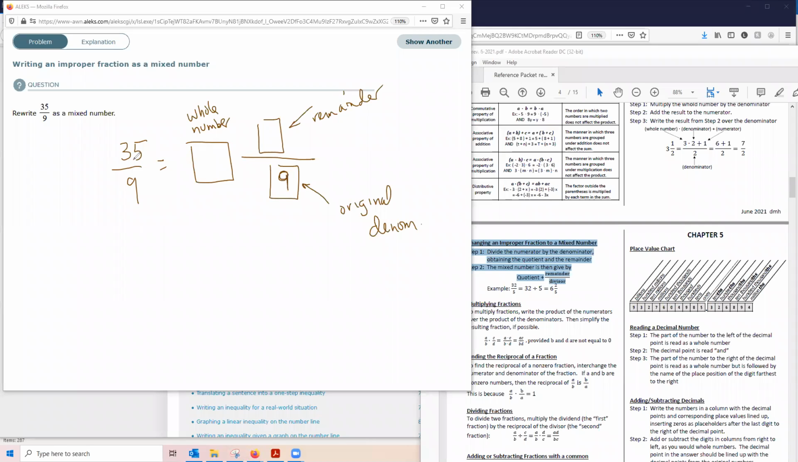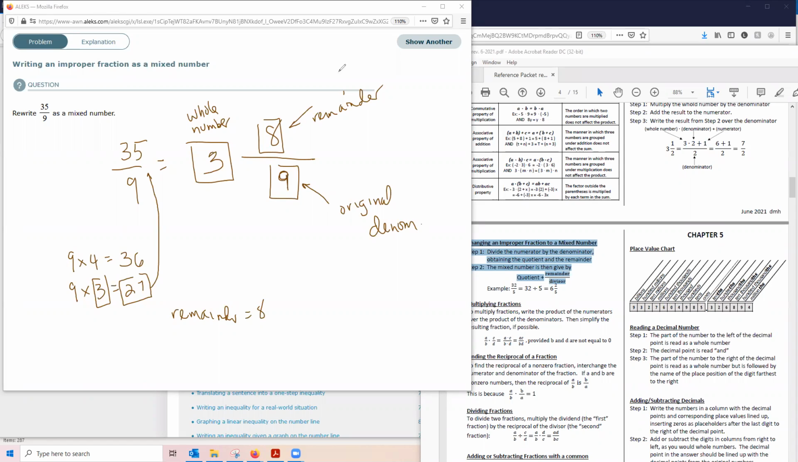All right, well, how many times does 9 divide into 35? Well, I know that 9 times 4 is 36. That's too big. 9 times 3 is 27. So 9 divides into 35 3 times, but there's a remainder. 27 leaves me a remainder of 8. So the remainder is 8. So I'm going to put an 8 on top.